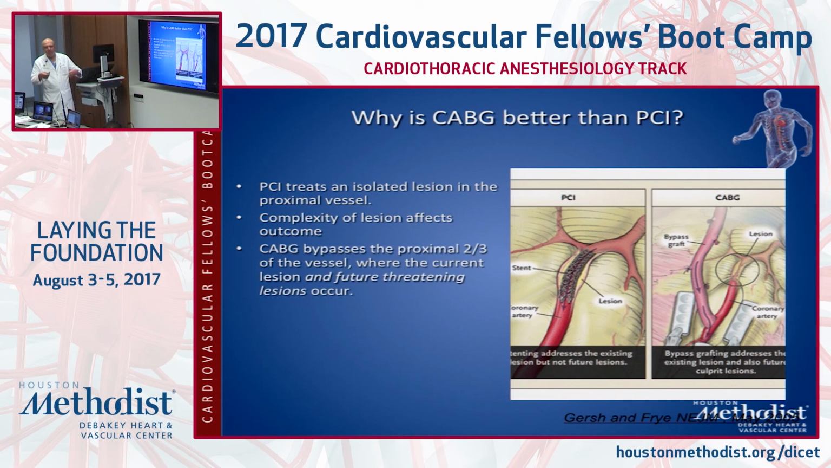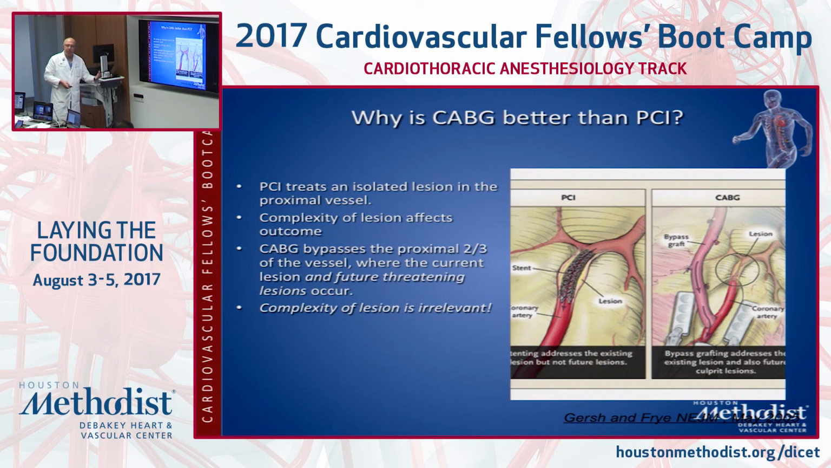In CABG, that's irrelevant, right? Because you're not doing anything to the lesion, you're bypassing the lesion. You are bypassing the proximal 2/3 of the vessel where the current lesion, and importantly, future threatening lesions occur. Which is why in complex disease, where you have a medium or a high syntax score, you've got the main culprit lesion, but you've got lumpy, bumpy disease down the line. That is not being addressed by PCI, but CABG goes around all of that.